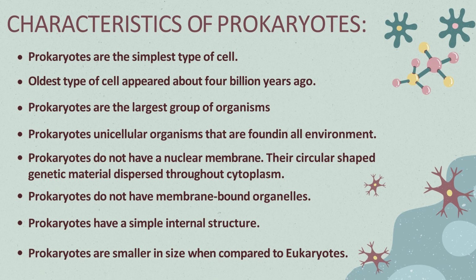Prokaryotes are one of the simplest types of cell. This is because of their size. As we all know, prokaryotic cells are much smaller compared to eukaryotic cells. Aside from being smaller, they are also one of the most ancient or oldest types of cell, which appeared about 4 billion years ago.